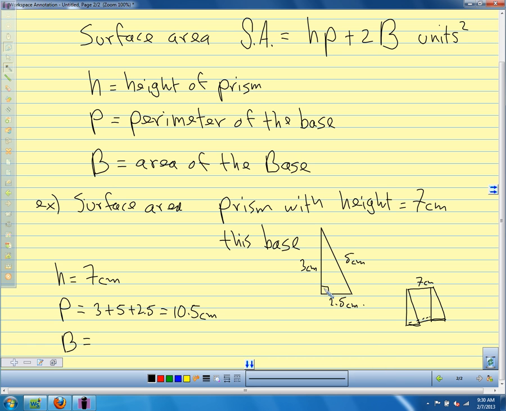Base, there we use the word base again. Base times height divided by 2. So what's the base of this triangle? 2.5. We can say that's the base of the triangle. The height of the triangle? 3. We're going to divide that by 2. And when we calculate that out, I get 3.75.